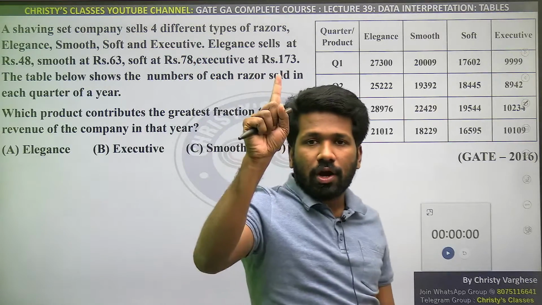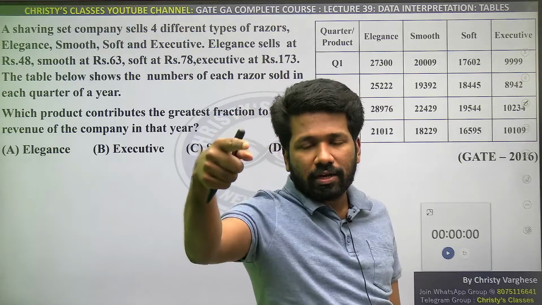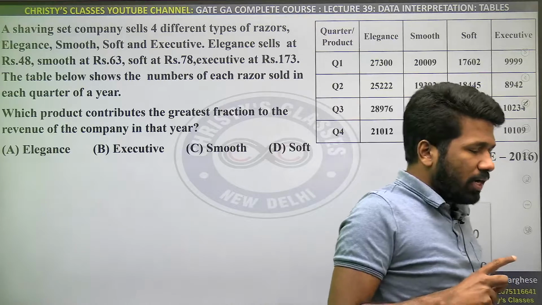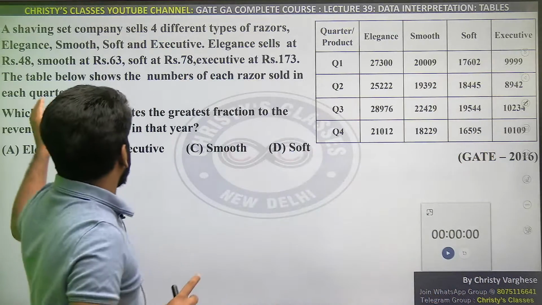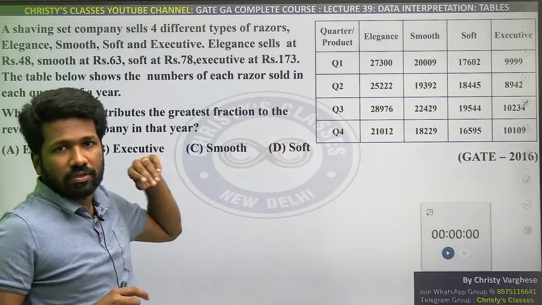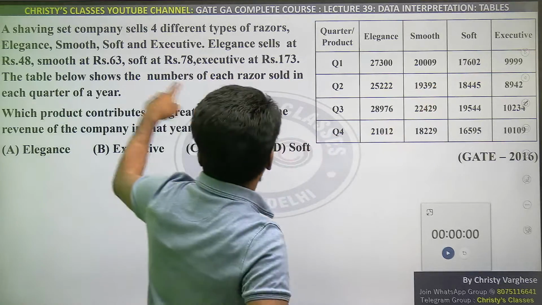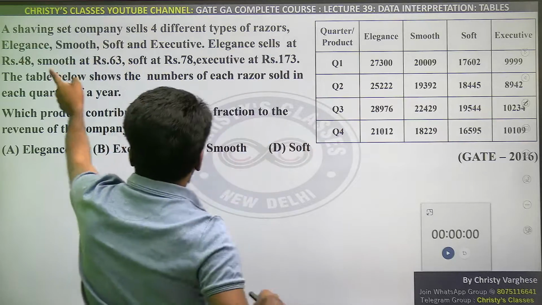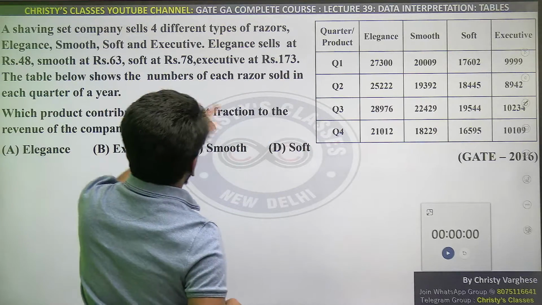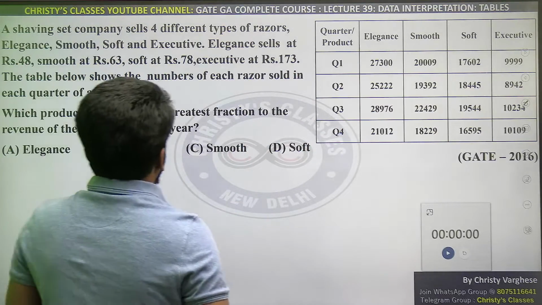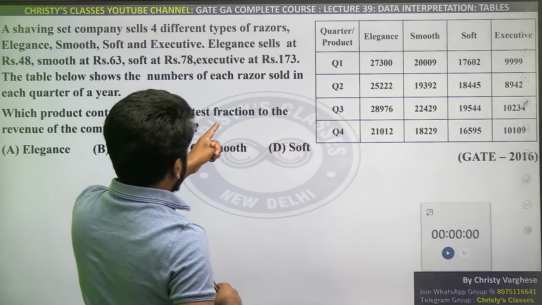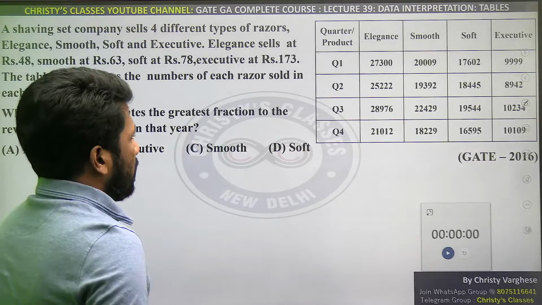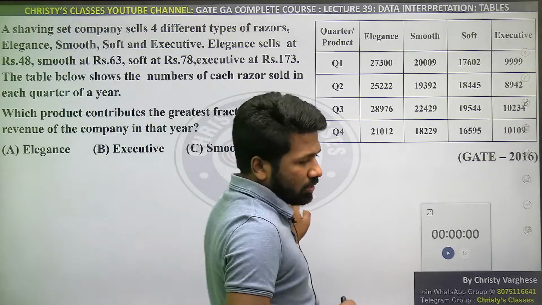हाँ, पिछले question में $1 like that taxi problem, $1 for one ride, but here it is not like that. The price is different for each of it. This many sales, and this is the price of each unit. This many units sold, this is the price of each unit. The table below shows the number of each razor sold in each quarter of a year. Which product contributes the greatest fraction to the revenue of the company in that year? That means which product have the highest revenue.